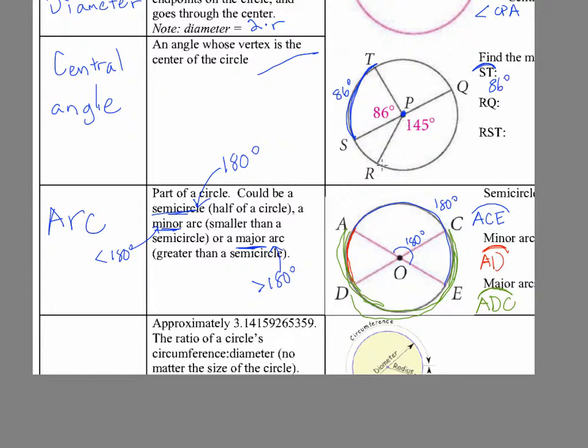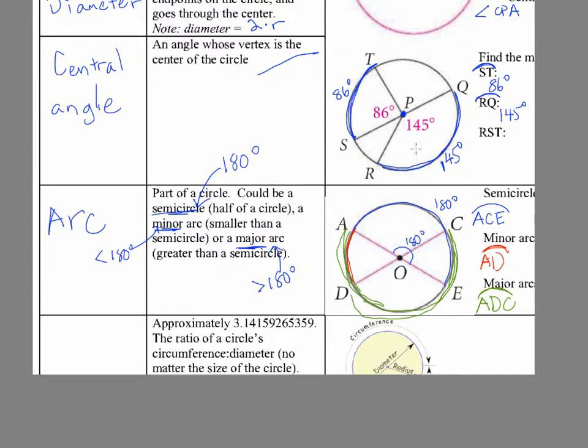Let's see, RQ, arc RQ. Let's put the rainbow here. Arc RQ is going to be from here to here. Oh, and again, we have a nice central angle, 145 degrees. That's obtuse. 145 degrees here, so arc RQ is 145 degrees.